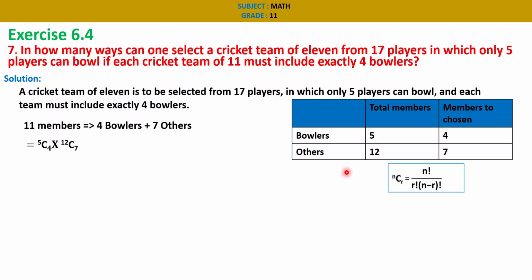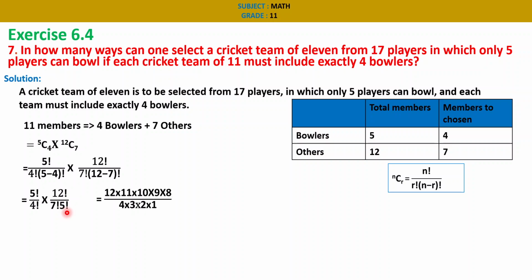Therefore, we will use the formula nCr is equal to n factorial divided by r factorial into n minus r factorial. That is, from the 5 bowlers, selecting the 4 bowlers is 5C4, into the remaining 12 other members, we have to select 7 members, so 12C7. That is 5 factorial divided by 4 factorial into 5 minus 4 factorial, into 12 factorial divided by 7 factorial into 12 minus 7 factorial. That is 5 factorial divided by 4 factorial into 12 factorial divided by 7 factorial into 5 factorial.